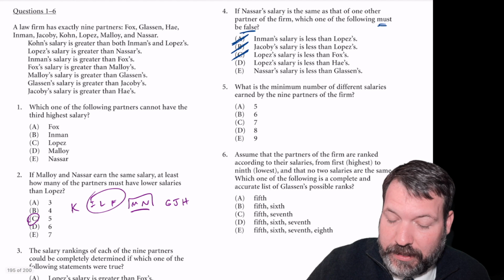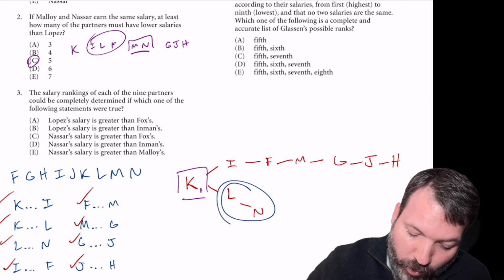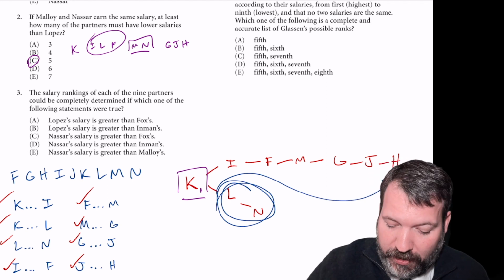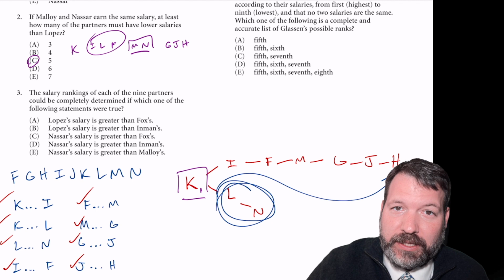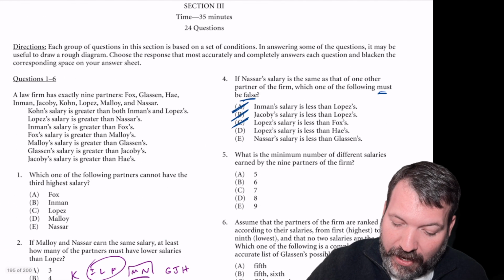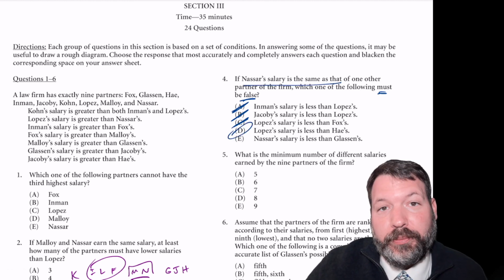L's salary is less than H's. Now, this I don't believe is possible. Yeah, because if we wanted to take this branch and fit it all the way here after H, that would mean that N is going to get paid less than anyone at the firm, which would mean, of course, that N cannot have the same salary as anyone else, which is what number 4 said, right? So D is your must be false.